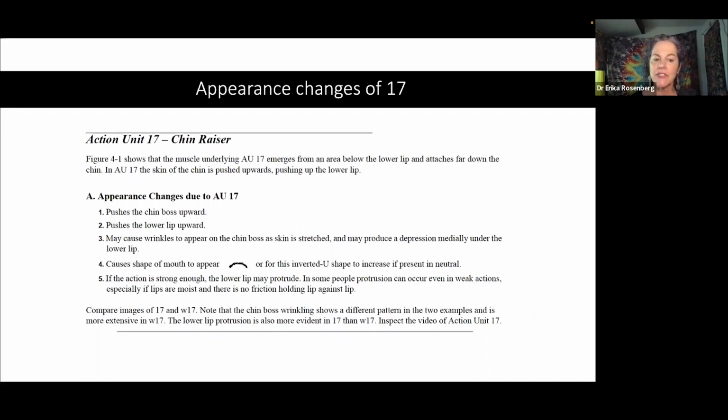And it can create the inverted U appearance to the mouth as drawn there. In this case, though, with 17, the inverted U shape is because the middle's coming up. The middle of the lip line is coming up. With 15, which we showed before, the lip corners are coming down. So anatomically in different directions, but they both create this shape. Another thing we see with 17 is that if the action is strong enough and the lips are moist enough, you will get kind of a pout. The lower lip will protrude a little bit.